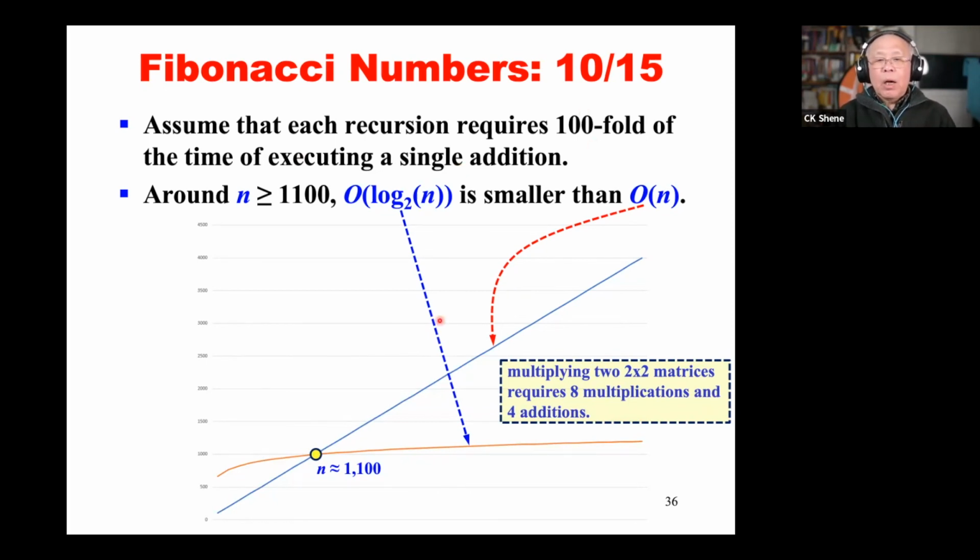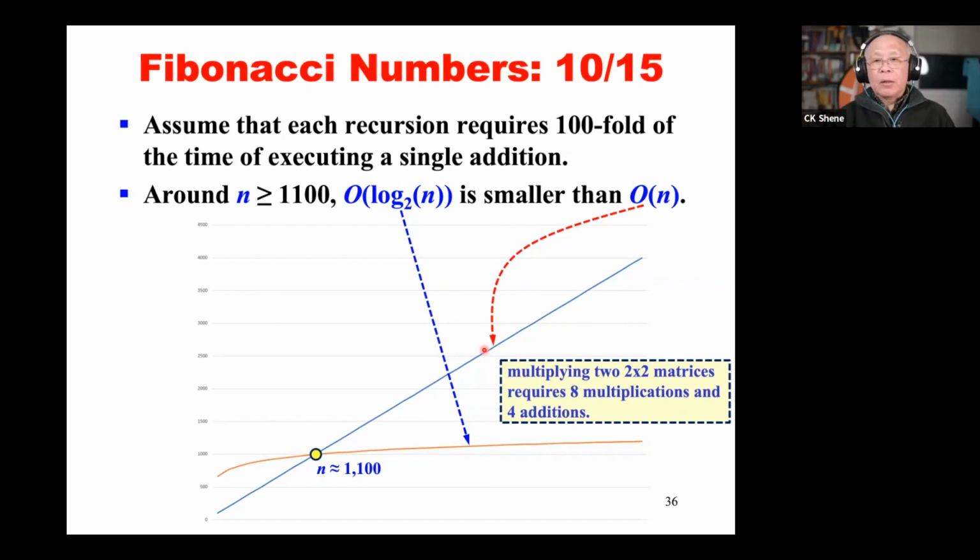Now, let's plot. This is the log n curve, and this is the order n curve. Somewhere around n equals 1100, the value of log n is smaller than the linear. So this means if n is large enough, even though we use so many multiplications and additions in the recursive implementation, the log n algorithm is still faster than order n for n sufficiently large.